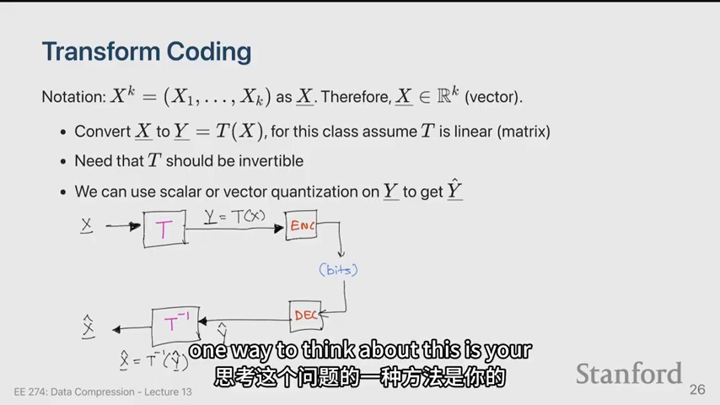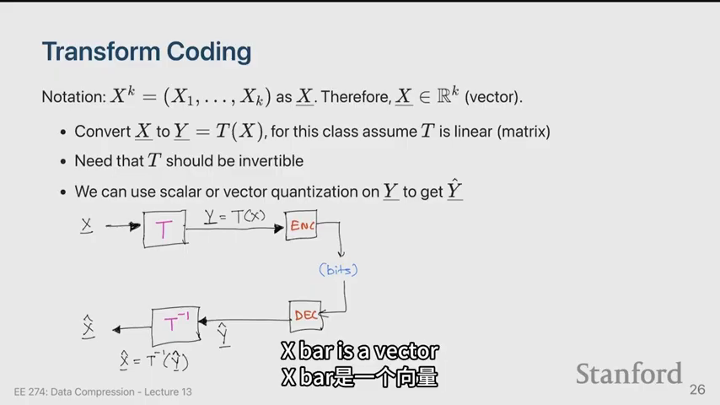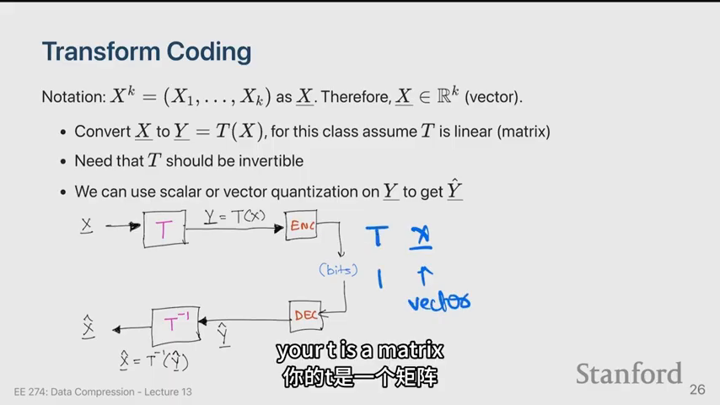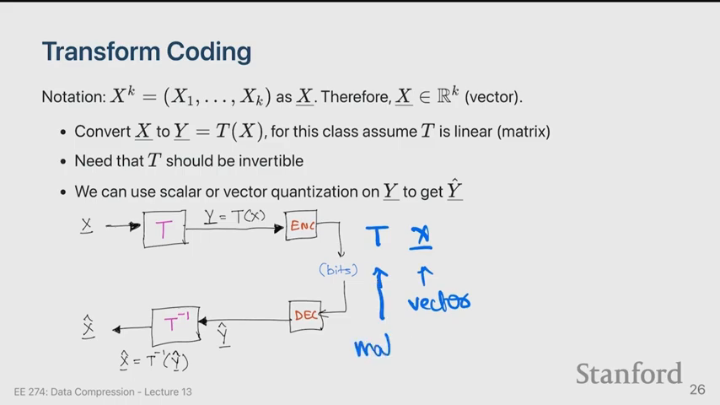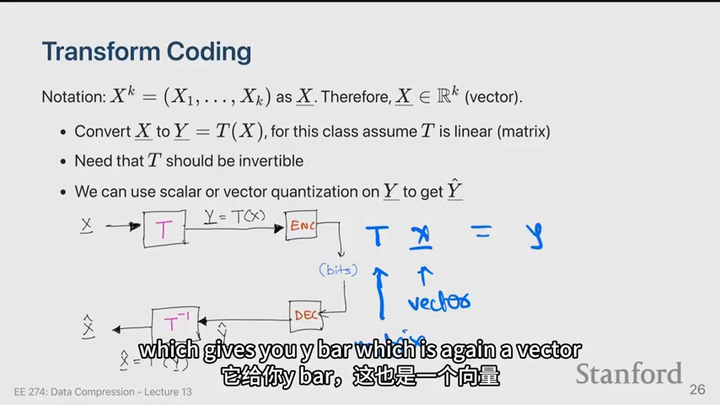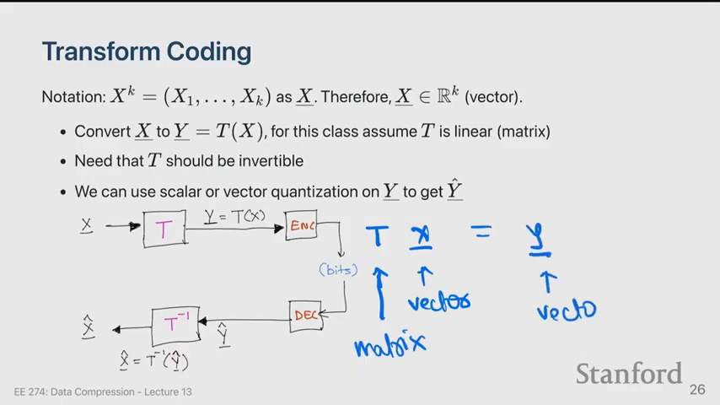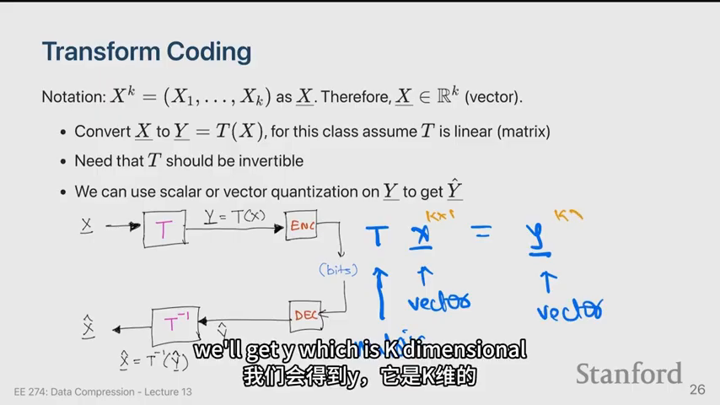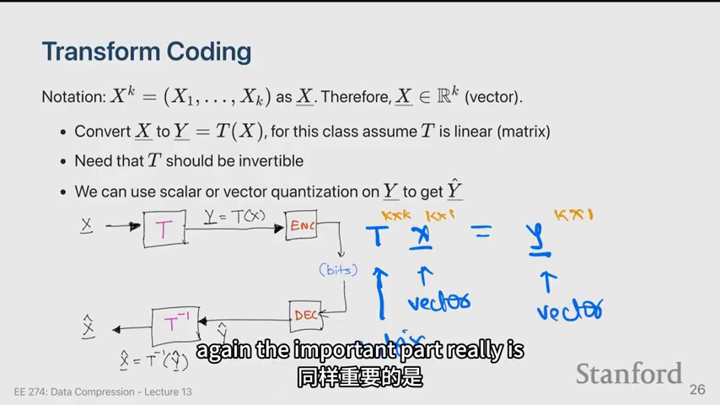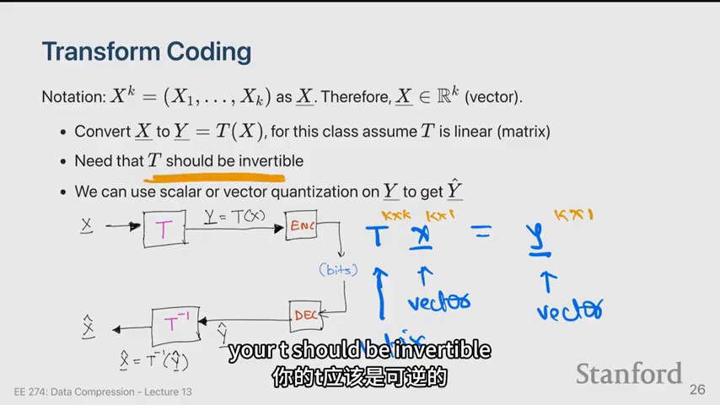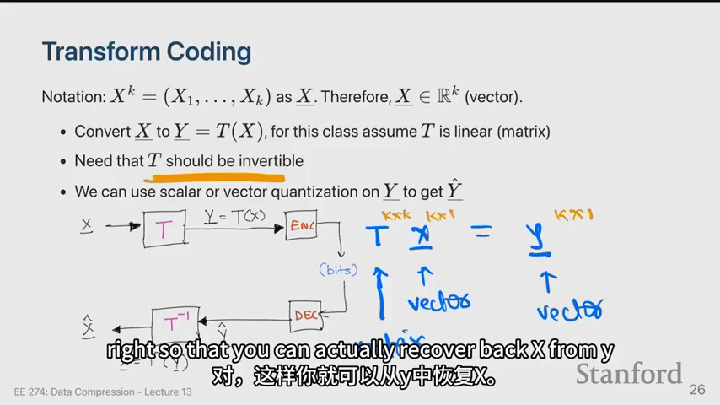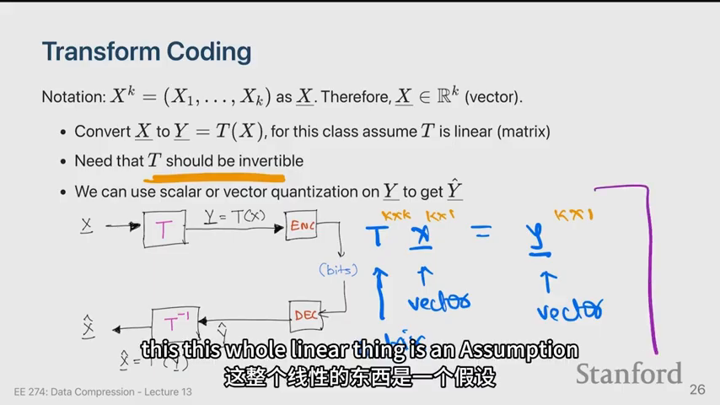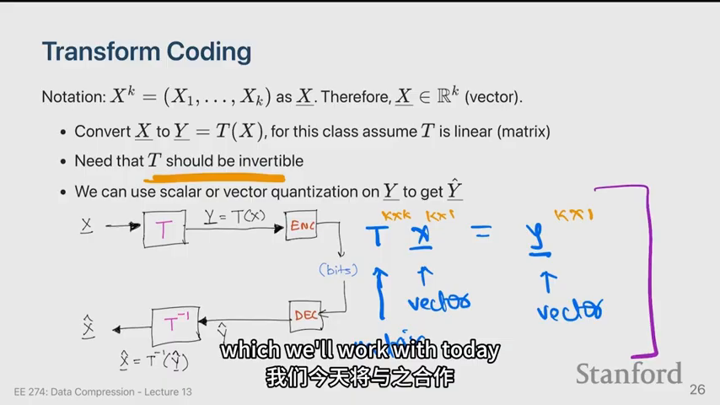So one way to think about this is your x bar is a vector, your T is a matrix, which gives you y bar, which is again a vector. So if x was K dimensional, we'll get y which is K dimensional. Again, the important part really is that your T should be invertible, so that you can actually recover x from y. That's really important. This whole linear thing is an assumption which we'll work with today.